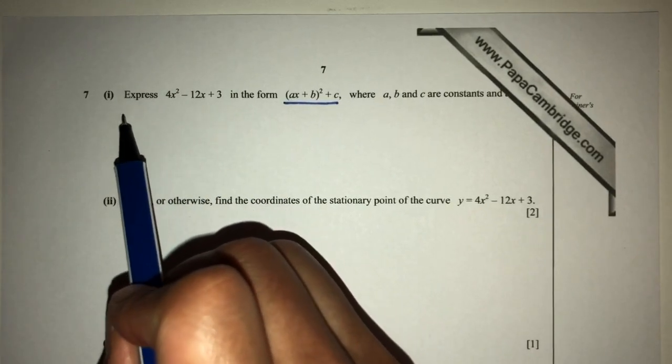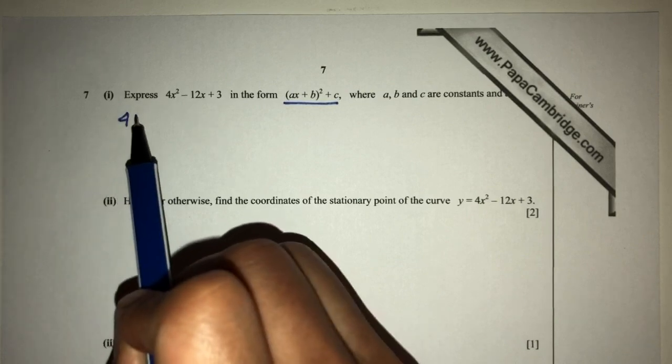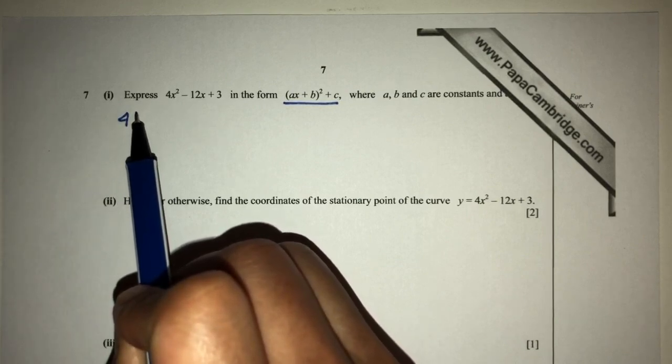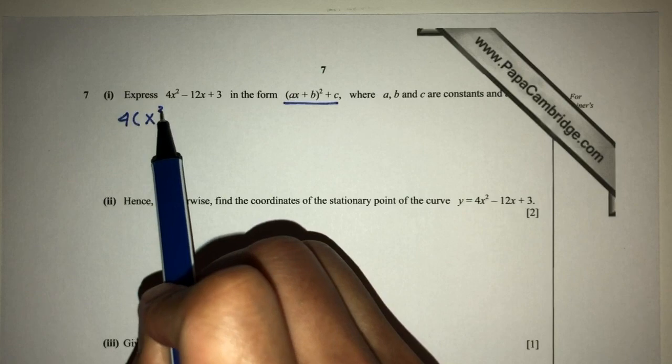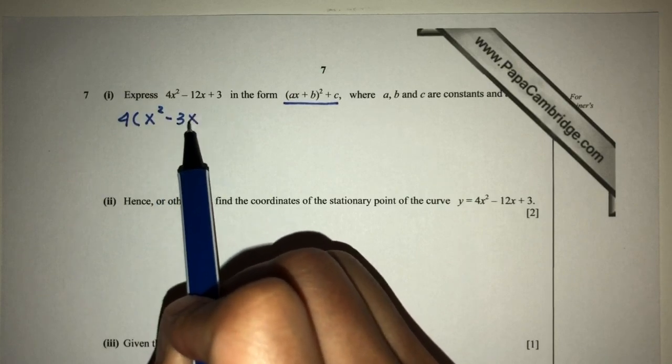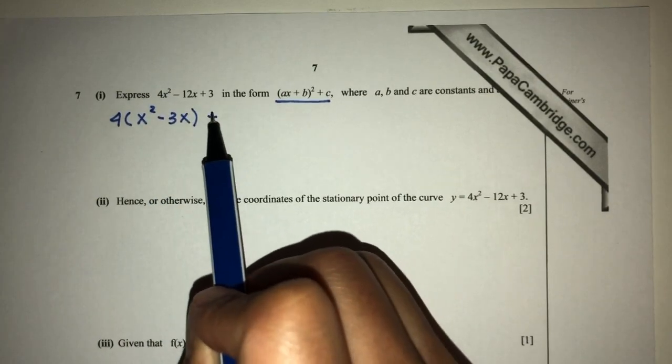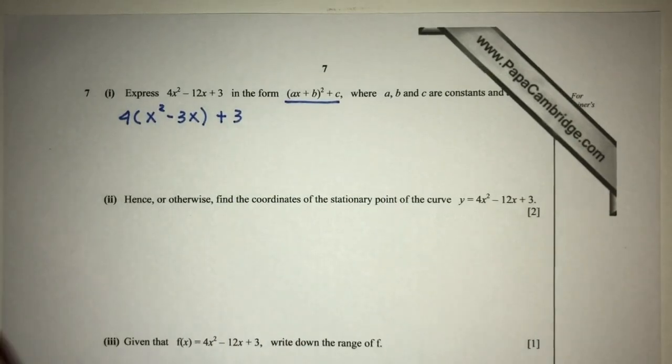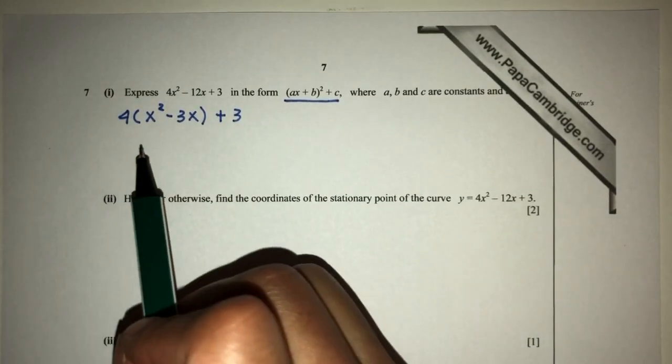So we can take out the value of 4. You will have x squared minus 3x, and then we can just leave the 3 outside. No big deal, right? And then we can try to move on to the next step now.